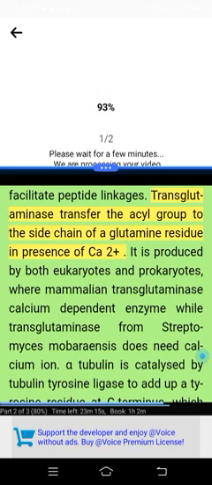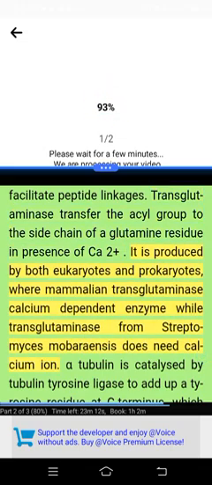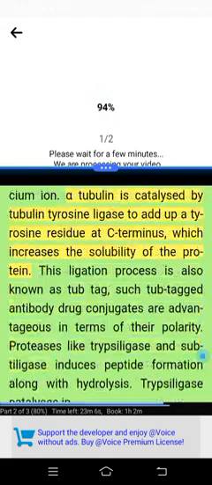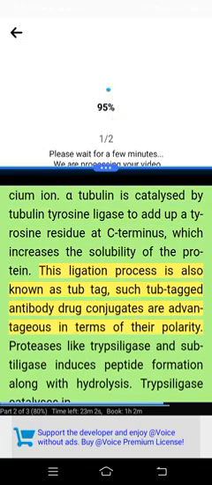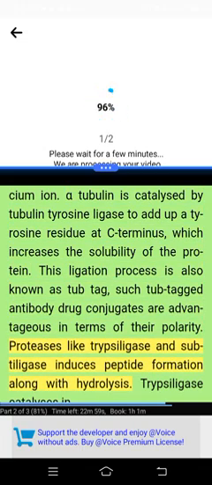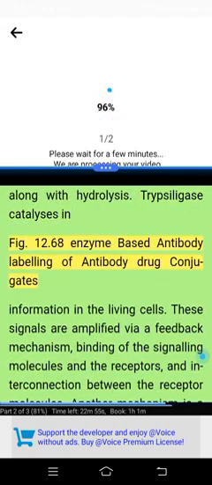Transglutaminase transfers the acyl group to the side chain of a glutamine residue in presence of Ca2+. It is produced by both eukaryotes and prokaryotes, where mammalian transglutaminase is a calcium-dependent enzyme while transglutaminase from Streptomyces mobaraensis does not need calcium ion. Alpha-tubulin is catalyzed by tubulin tyrosine ligase to add a tyrosine residue at C-terminus, which increases the solubility of the protein. This ligation process is also known as Tub-tag. Such Tub-tag antibody drug conjugates are advantageous in terms of their polarity. Proteases like trypsiligase and subtiligase induce peptide formation along with hydrolysis. Trypsiligase catalysis is in Figure 12.68: enzyme-based antibody labeling of antibody drug conjugates.